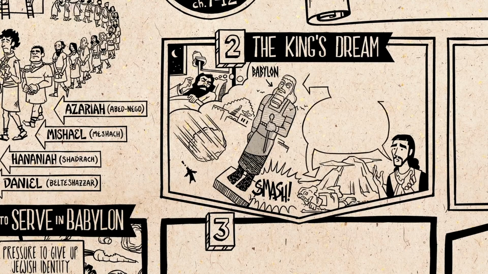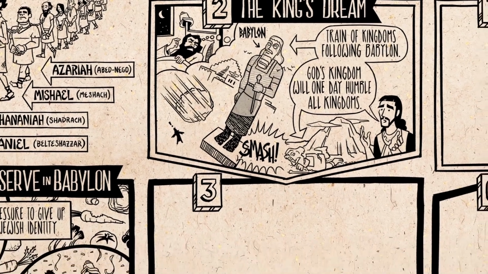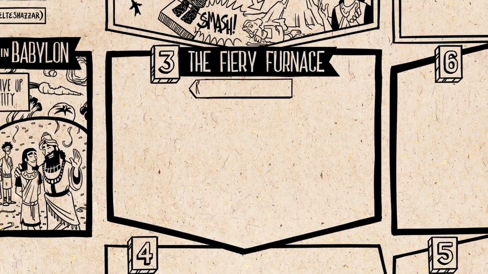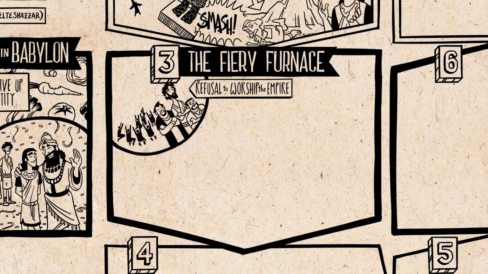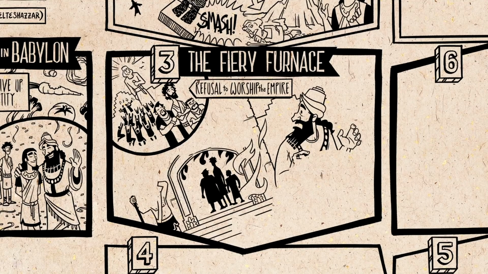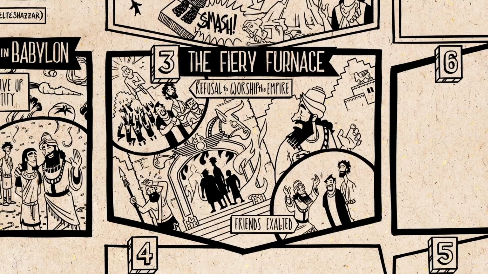Daniel says that the statue represents a train of human kingdoms following from Babylon, and they will all fill God's world with violence. But one day, God's kingdom will come and will confront and humble the arrogant kingdoms of this world and fill the world with the healing justice of God's reign and rule. After this, chapter 3 tells the famous story of Daniel's 3 friends who refuse to bow down and worship a huge idol statue, which, like the statue in chapter 2, represents the king and his imperial power. And so the friends are persecuted. They're thrown into a fiery furnace, but God delivers them from death, and they're exalted by the king, who now acknowledges their God as the true one.